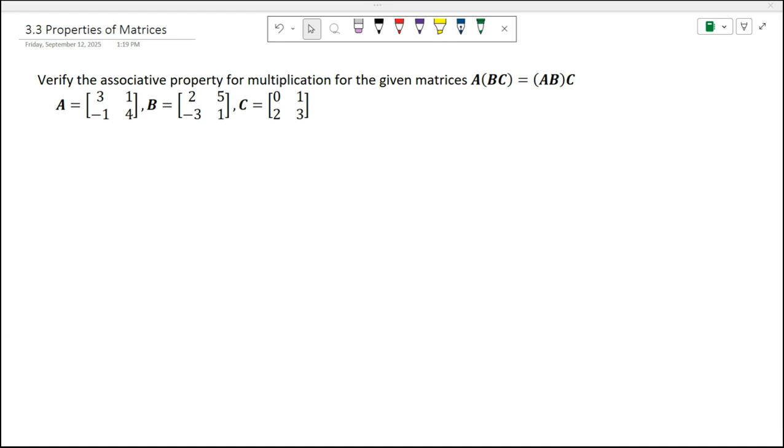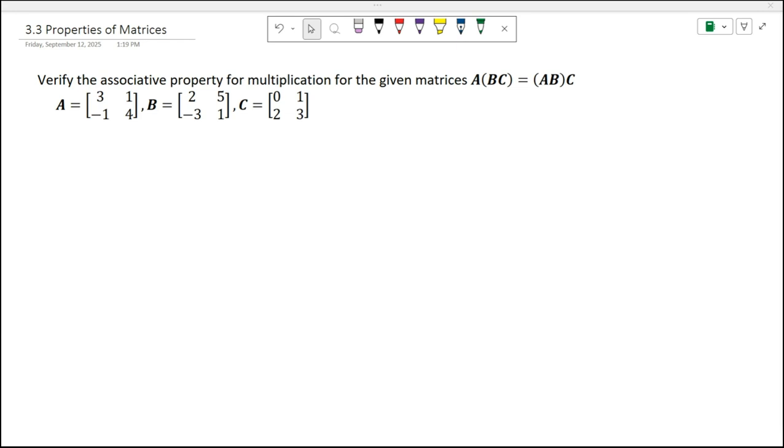Hey there. In this example, we are going to use some particular matrices to verify that a property of matrices is true. Now, note I say verify. We're not proving that it's true, because we'd have to prove that it works for all matrices to prove it. So the best we can do when we're dealing with a particular set of matrices is just verify that the property actually holds for this example.